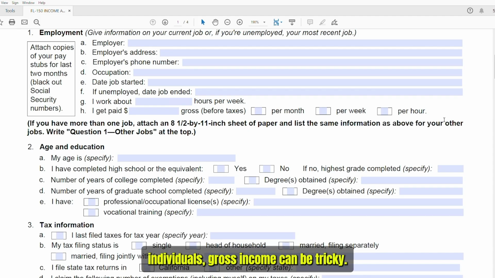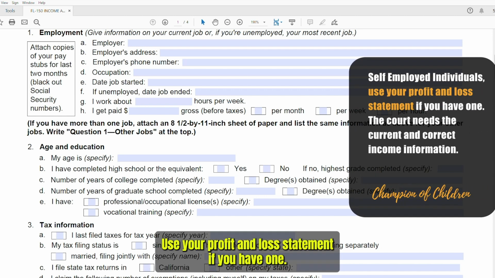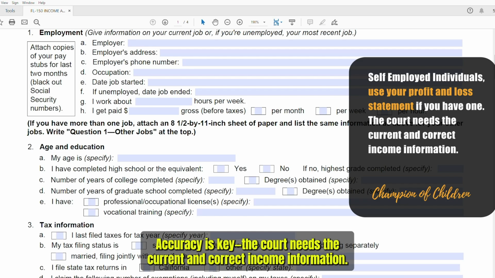For self-employed individuals, gross income can be tricky. Use your profit and loss statement if you have one. Accuracy is key. The court needs the current and correct income information.